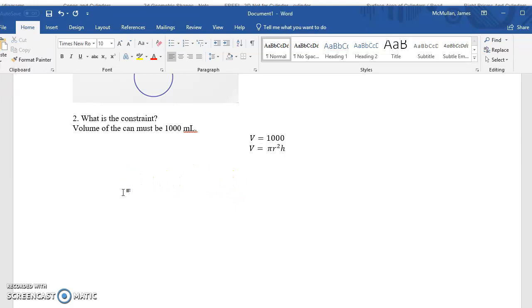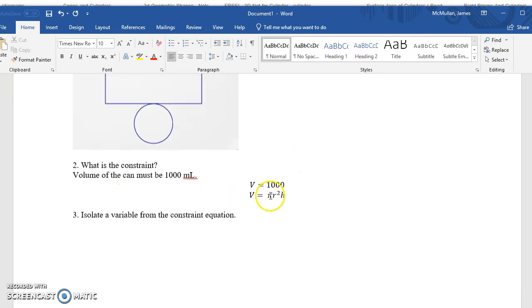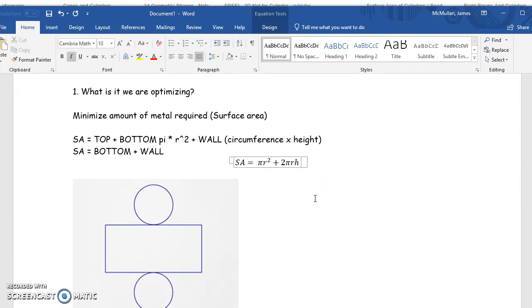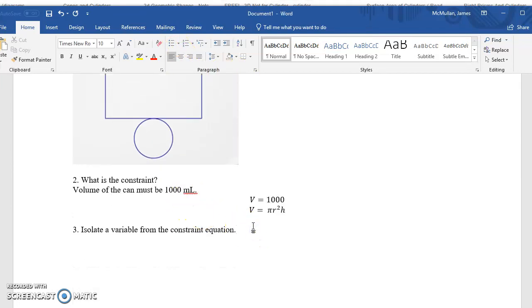Our third goal here is to construct a function, so let's say: isolate a variable from the constraint equation. The problem with what we're trying to do is that we're trying to optimize surface area, and surface area has two variables, right? There's the radius and there's the height. You can't optimize something with two variables at the same time, so this is why we use the constraint equation to replace one of the variables.